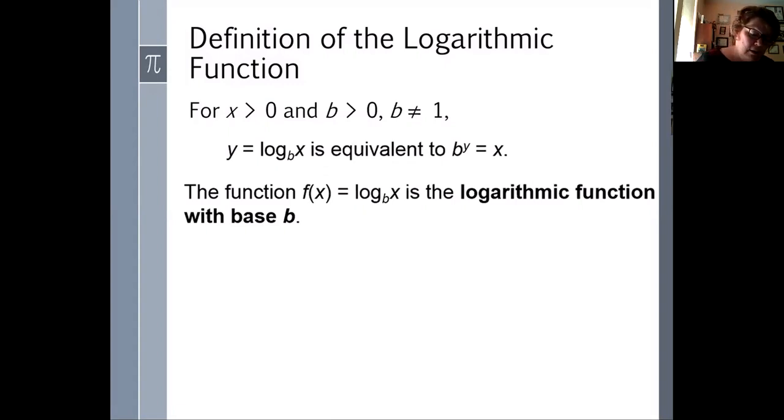Now you'll notice that this b right here is a subscript. And you remember what a subscript is? A subscript is a number that's to the right and slightly below the text in front of it. That's what a subscript is. So y equals the log base b of x is the same thing as b to the y equals x. The function f of x equals the log base b of x is the logarithmic function with base b.